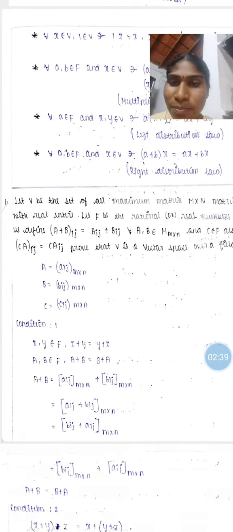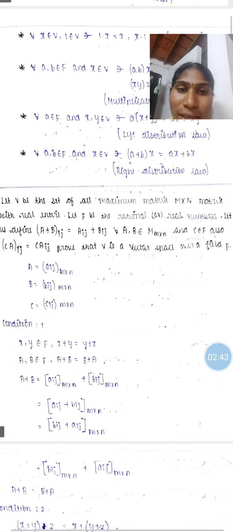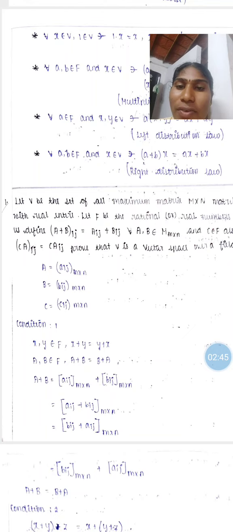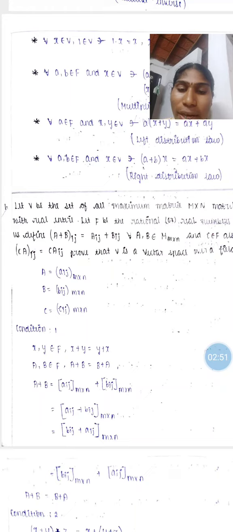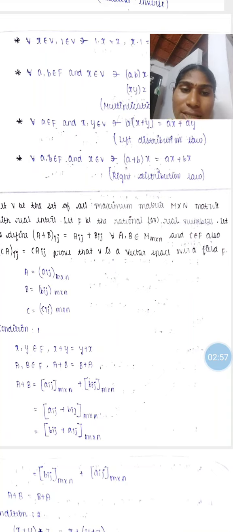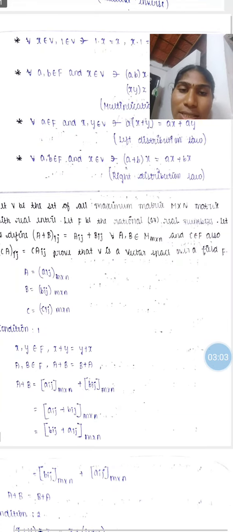In the first theorem, let V be the set of all m cross n matrices with real entries. Let F be the rational or real numbers, and it is defined that A plus B of ij is defined by aij plus bij for all A, B belonging to m cross n matrices and c belonging to F. Also c A of ij is equal to c aij. Prove that V is a vector space. V is a vector space if it satisfies the 8 conditions.